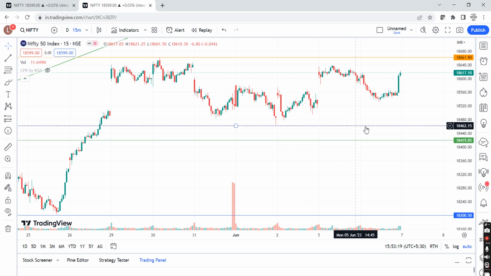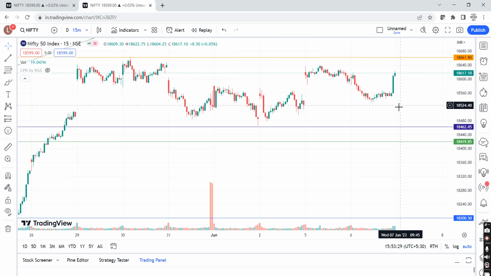So that is the reason any closing above this point, above 18670, 80, would give a good opportunity for pumping. And again, any closing below 18460 on days frame, this we have discussed many a times. If it closes here, there is again a good shorting opportunity for a few further points. We will discuss if this happens on days frame.